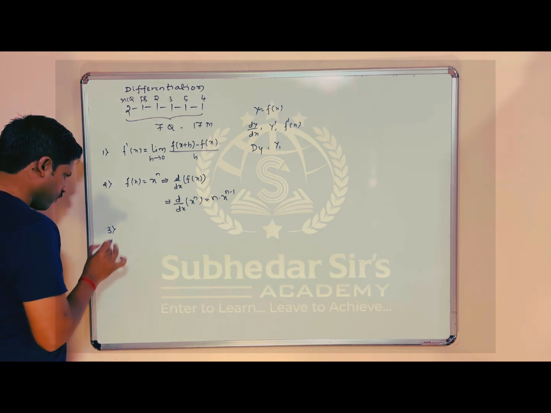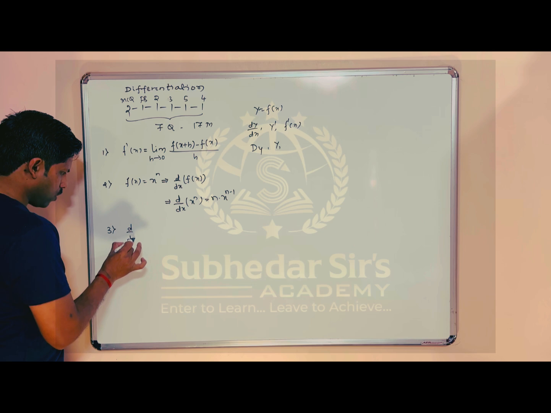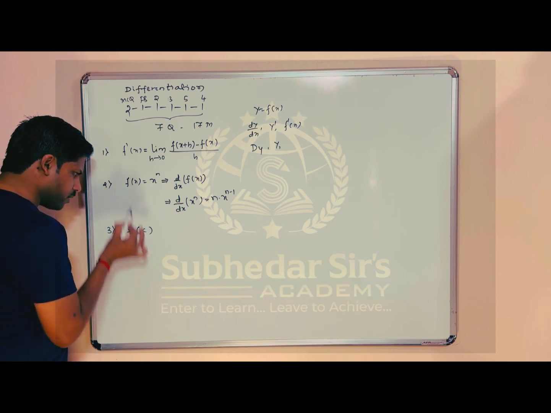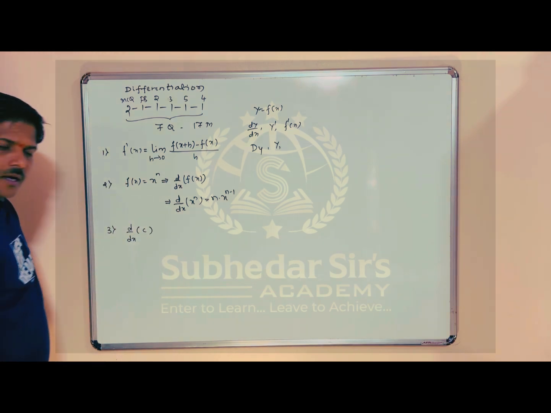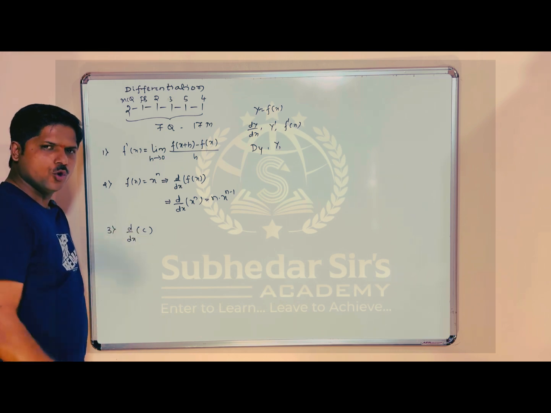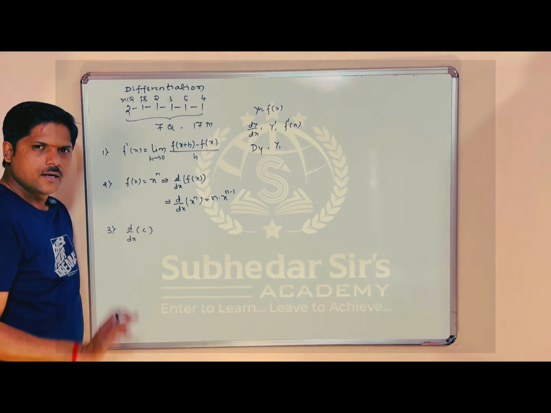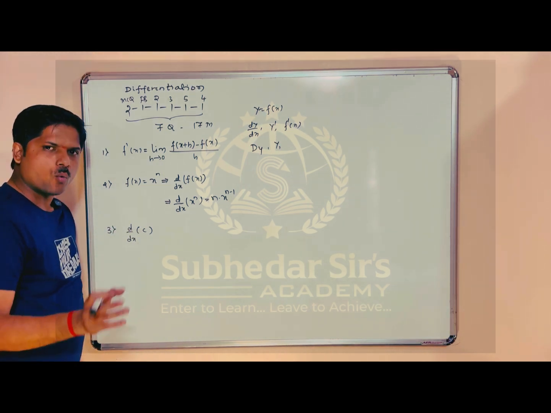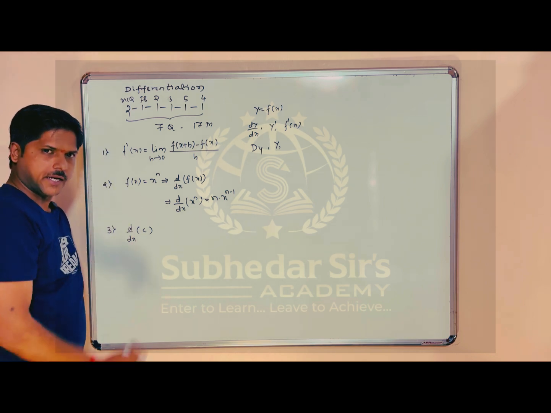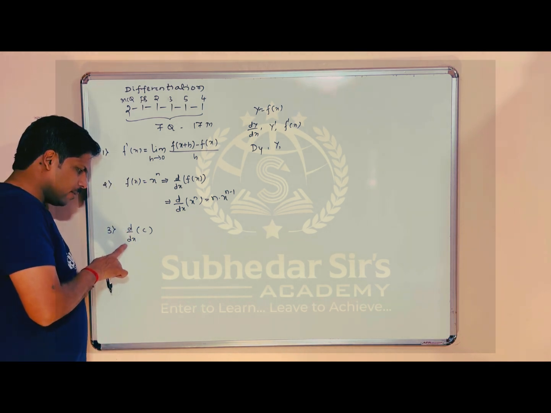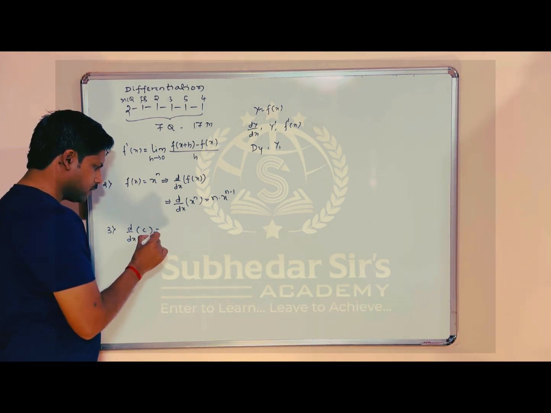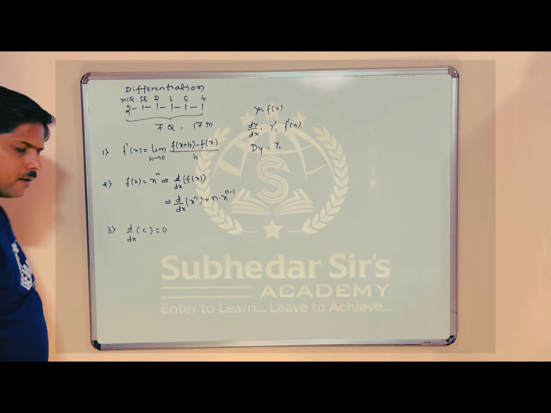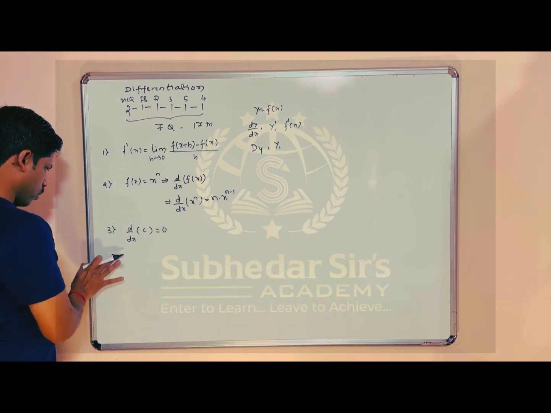Similarly, third formula: d by dx of any constant, I will consider this one as c. C is any constant number, or any alphabet other than x and y in the first stage, right? So d by dx of any constant is 0.